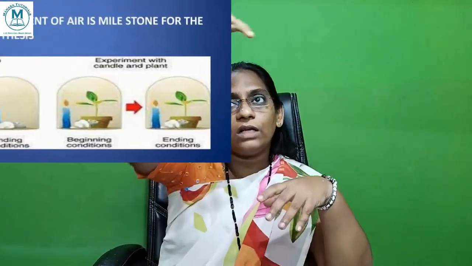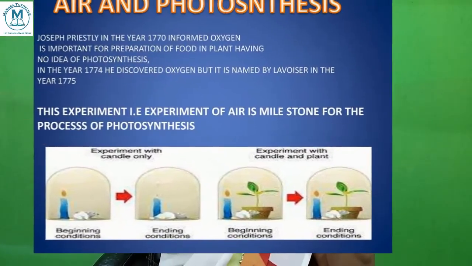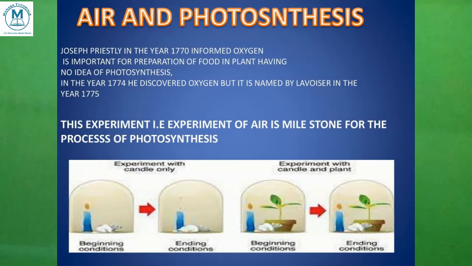Priestley first took one candle, lit it, and covered the candle with a tumbler. After a certain time, the candle went off. Understood? Why? Because it had consumed all the air and damaged the air that was inside.